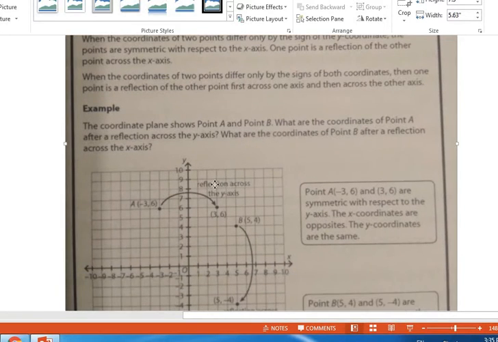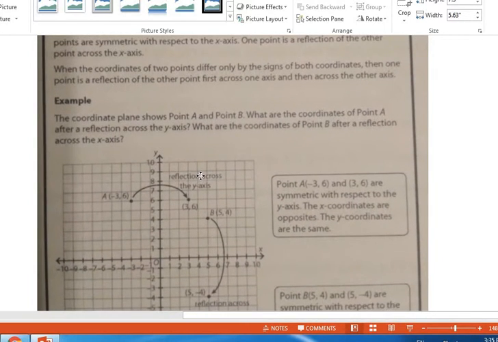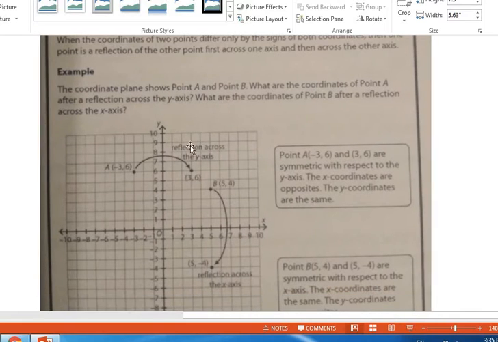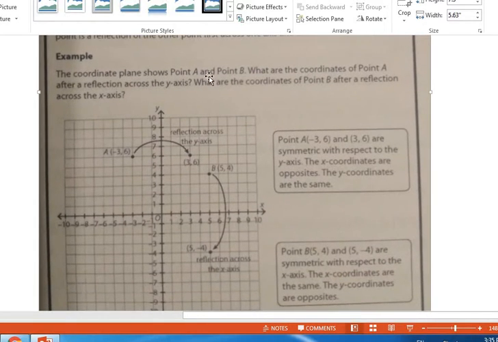Okay, here is an example, we want to know this by using examples. The coordinate plane here shows point A and point B. What are the coordinates of point A after a reflection across the y-axis? What are the coordinates of B after a reflection across the x-axis?